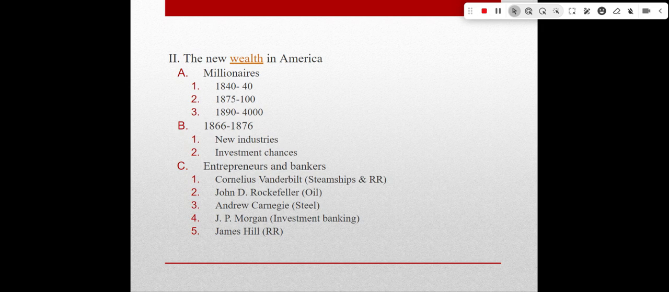So let's rewind here a little bit. In 1840, 20 years before the Civil War, there were 40 people in America who were millionaires. Now, doing some quick math, which isn't exactly my forte, that works out to be roughly one person in every 500,000. One person in every 500,000 was a millionaire. It's really not that much.